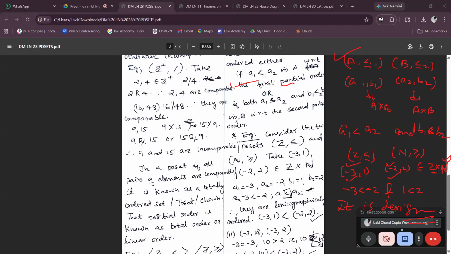If you choose another example, let's suppose you are taking minus 3, 10, and minus 3, 2. Minus 3 is not less than minus 3, right? Yes. This is wrong, not possible. Similarly, 10 is not less than 2. This is not possible. So this is not lexicographic order. Okay? Not lexicographic.